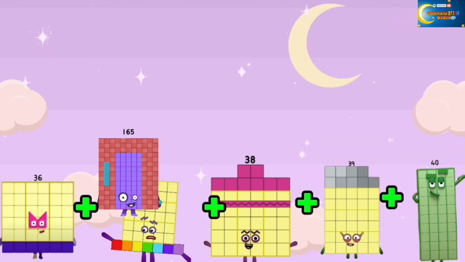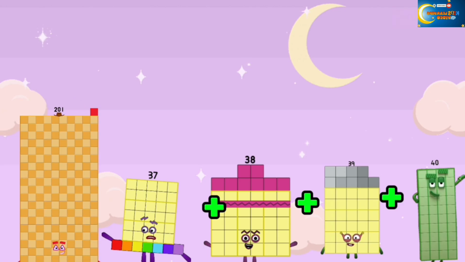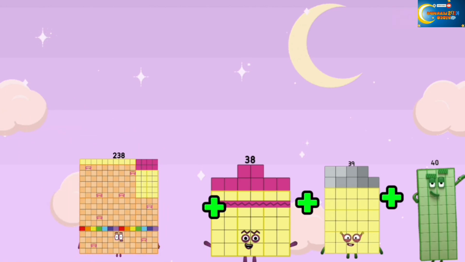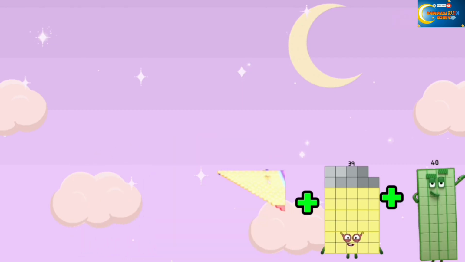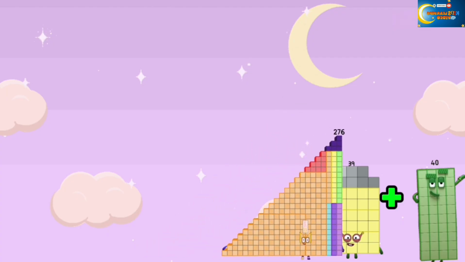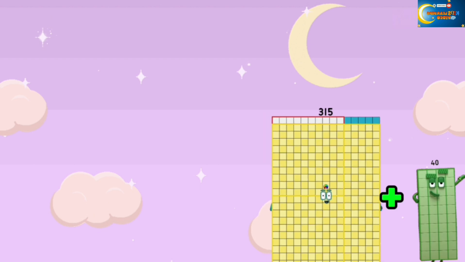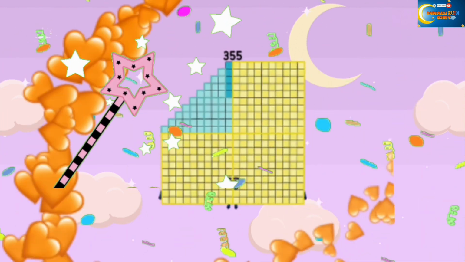165 plus 36 is equal to 201. 201 plus 37 is equal to 238. 238 plus 38 is equal 276. 276 plus 39 equal 315. 315 plus 40 is equal 355.